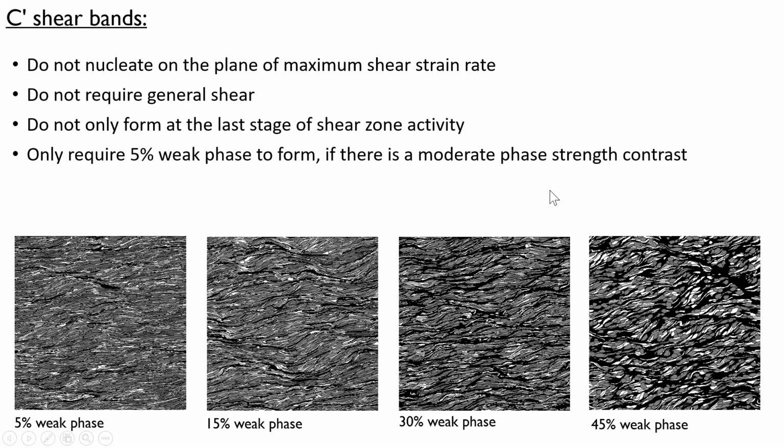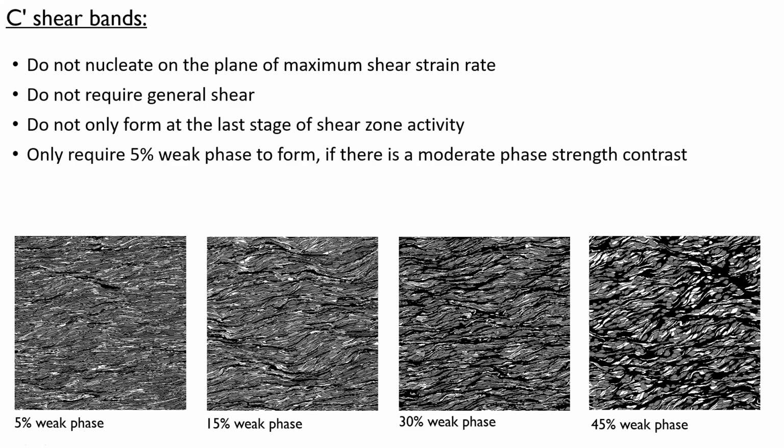So as I was saying before, in contrast to previous research, we do not find that C-prime shear bands localize or nucleate on the plane of maximum shear strain rate. They don't require general shear, they can form during simple shear. And they do not only form at the last stage of shear zone activity, and they only require 5% weak phase to form, if there's at least a moderate phase strength contrast.